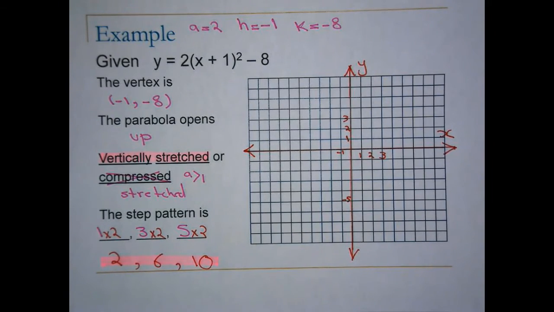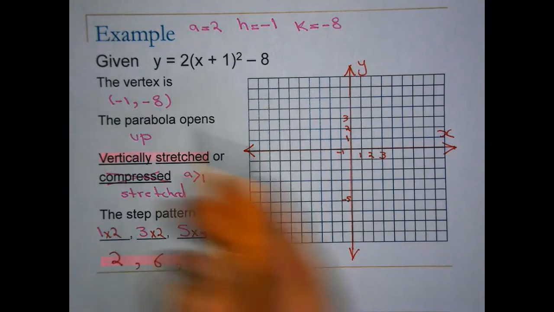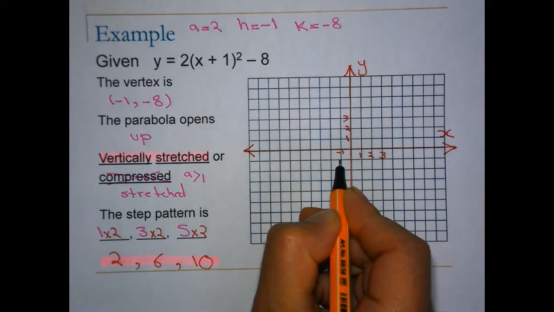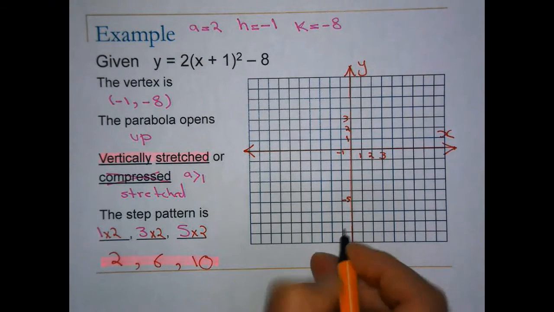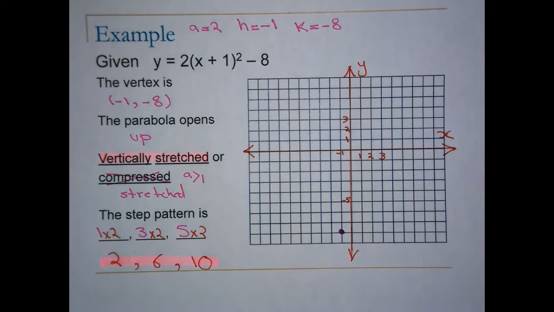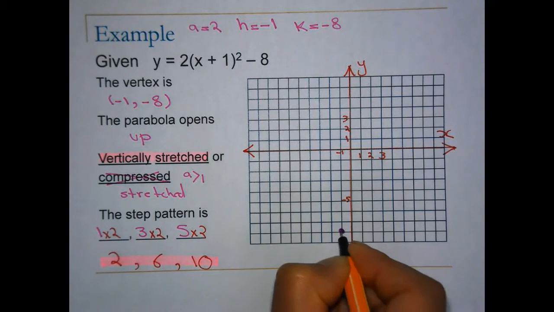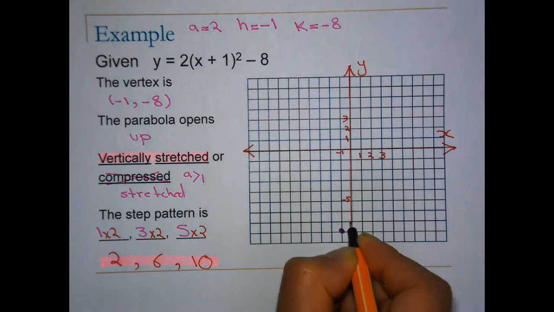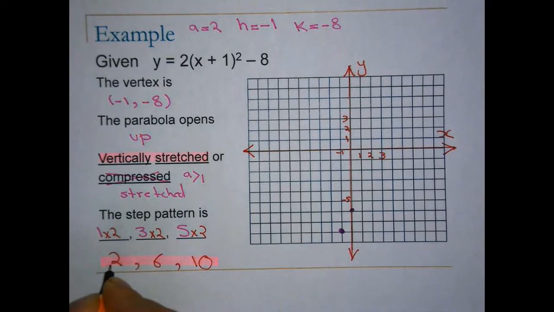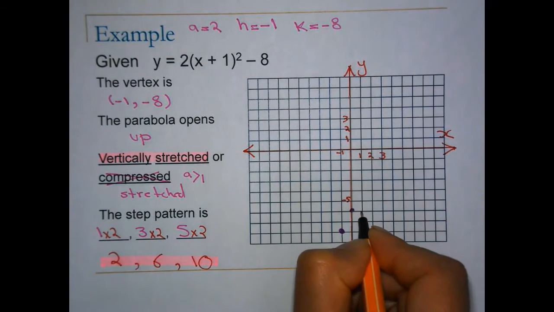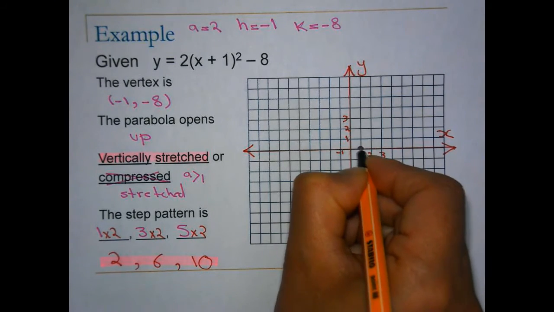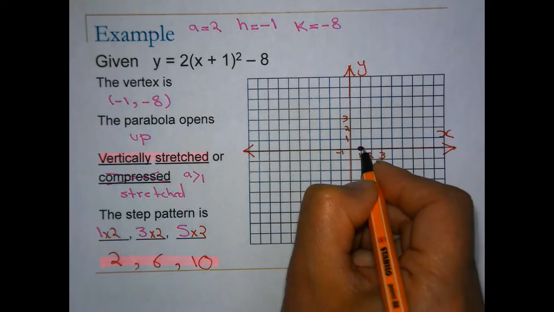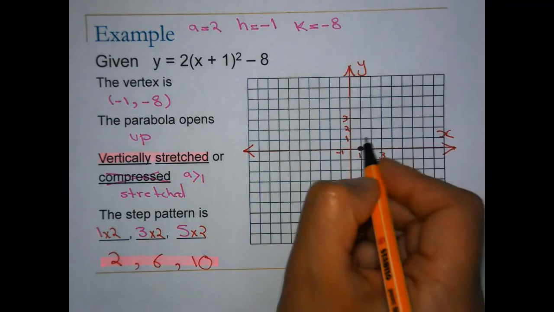So we start from the vertex, which is -1 and -8. So -1 and then y value -1, -2, -3, -4, -5, -6, -7, -8. So that's where the vertex is. And now we are going to do our pattern. 1 across and then 2 up. Then 1 across and 6 up: 1, 2, 3, 4, 5, 6. And then the next one is 1 across and 10 up, which won't fit here.